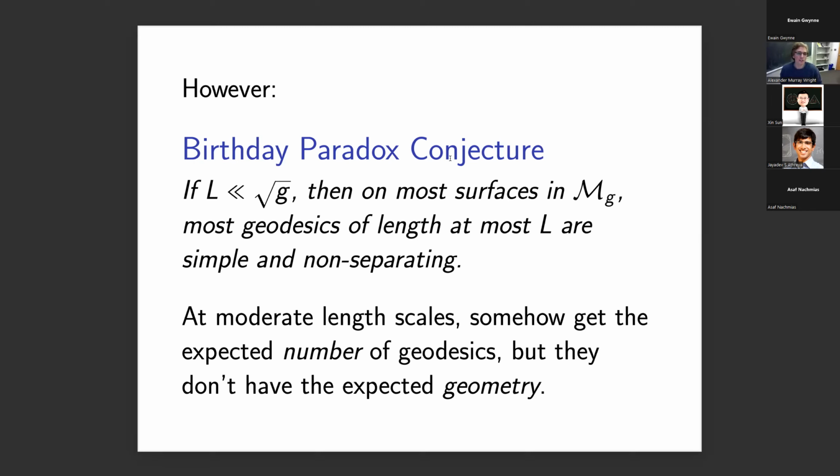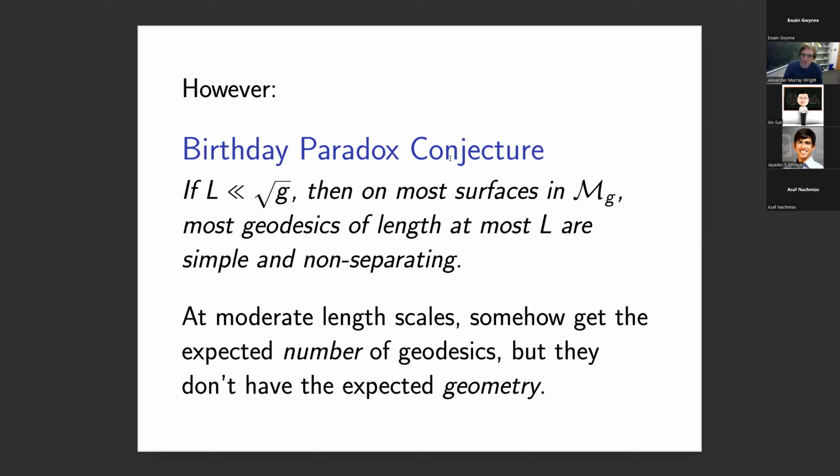We didn't prove it because it was a little bit orthogonal to what we needed, since for us, error terms are central. But what's behind this conjecture is a more detailed picture that says that at moderate length scales, like smaller than square root genus, you somehow get the expected number of geodesics on each surface, which is roughly e to the length of the geodesic, but they don't have the expected geometry. If you look at long geodesics on a fixed surface, they tend to intersect themselves a lot, whereas at this length scale, they tend to be simple.